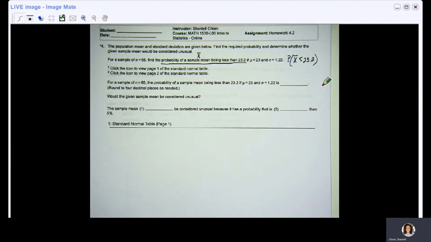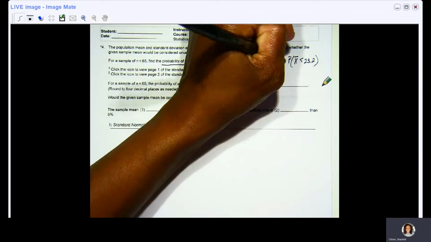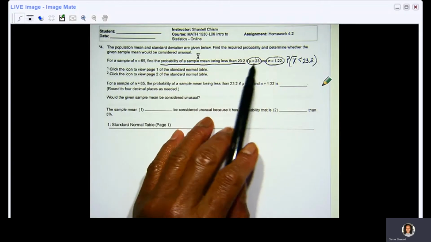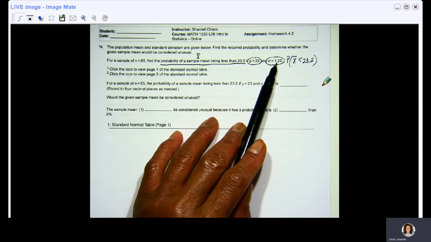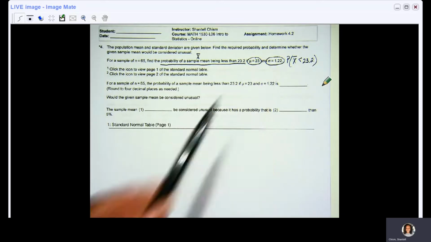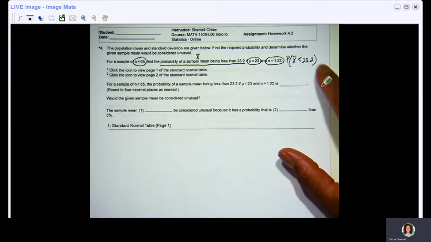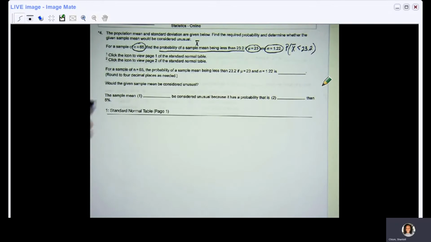We're told to find this probability if the mean is 23 and the original standard deviation is 1.22. So these are the original population values, the population parameters. The mean of the population is 23, the standard deviation for the population is 1.22. Using that and our sample size, we want to calculate the probability that X bar is less than 23.2.